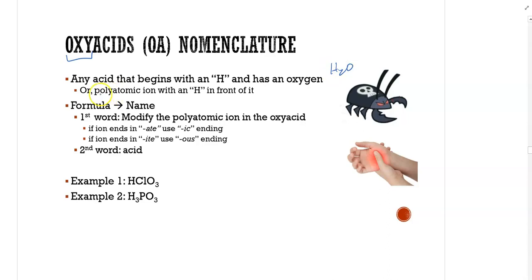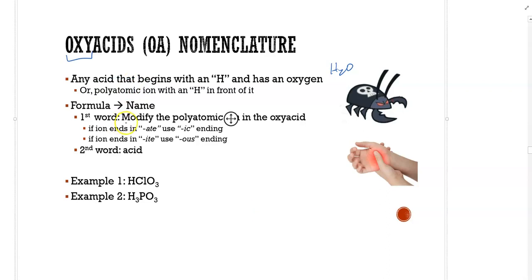But also, another great way to think about it is using a polyatomic ion. So if you have a polyatomic ion, right, the ones that you should have some memory of, or at least some familiarity with, and you have an H in front of it, that's going to be an oxyacid. Let's talk about how we go from the formula to the name. So let's say, again, you're given a formula, and you have to translate it into words.